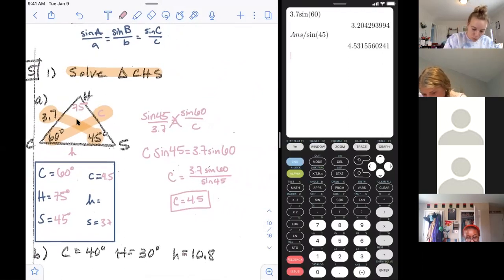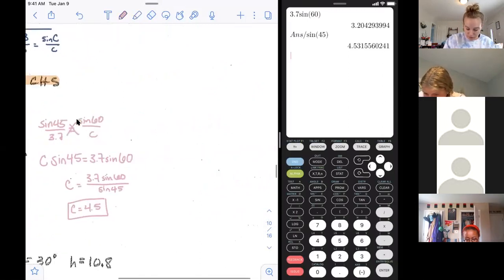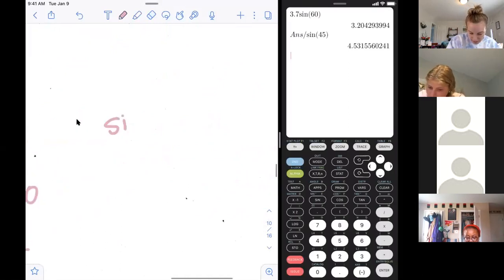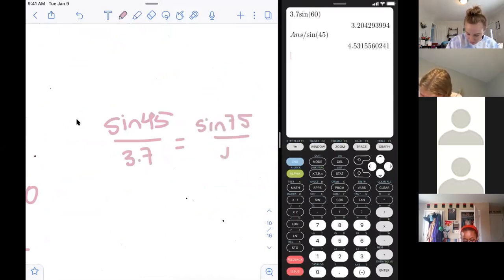And then I'm going to do one more law of sines in order to solve. I'm going to keep sine of 45 over 3.7. And now I'm going to do sine of 75 over little h. I'm going to write that down and I'll scroll back out so you can see what I've done. Sine of 45 over 3.7, sine of 75 over little h.